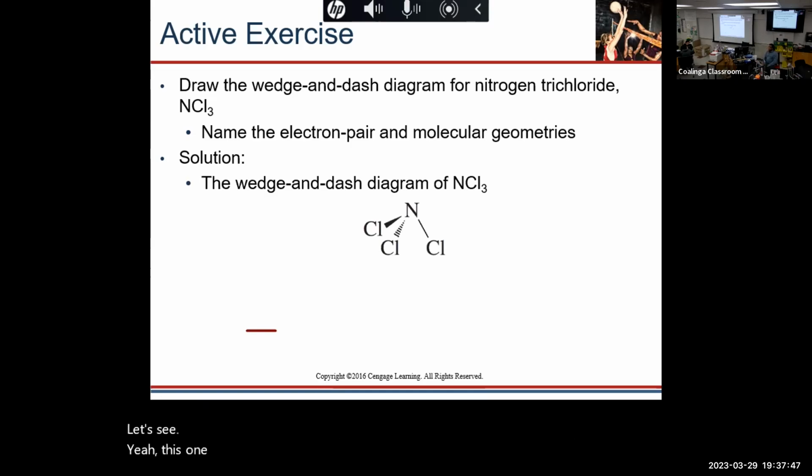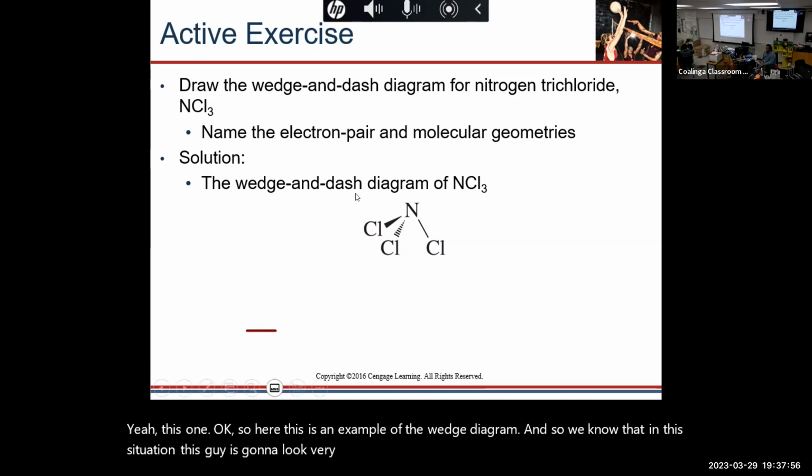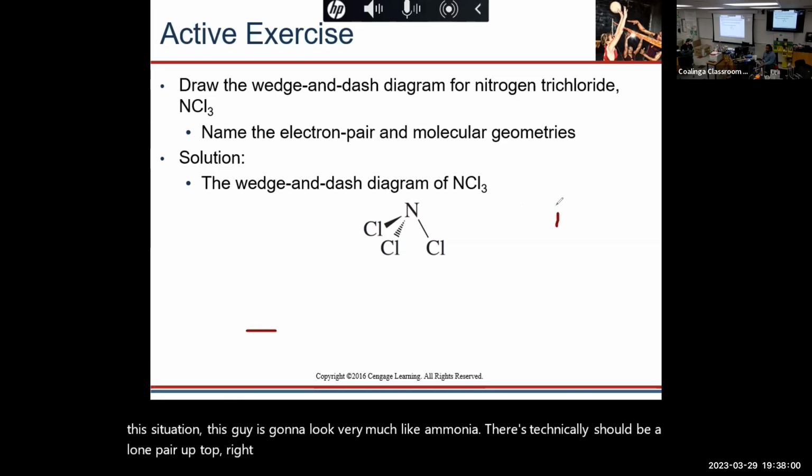Okay, so here, this is an example of the wedge dash diagram. We know that in this situation, this is going to look very much like ammonia. There technically should be a lone pair up top, right? So if we drew the Lewis structure, it's going to be like this.